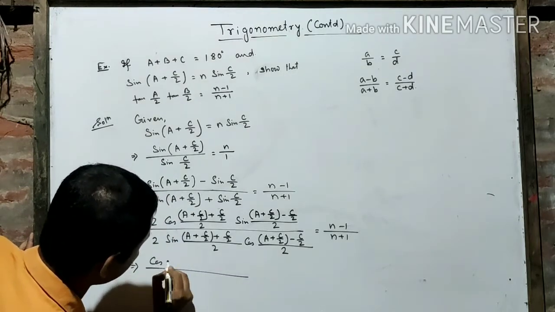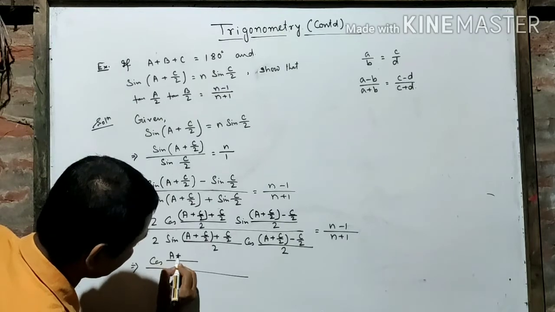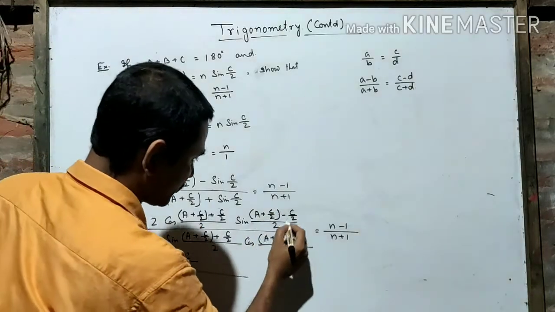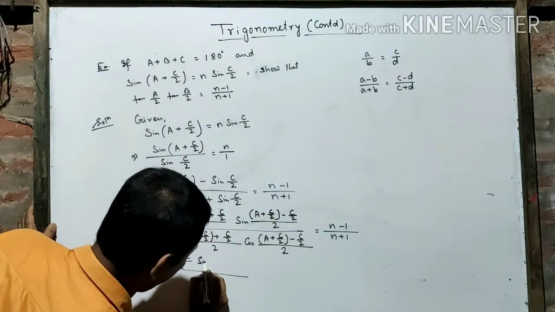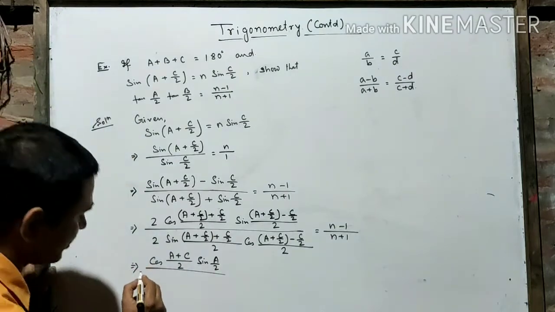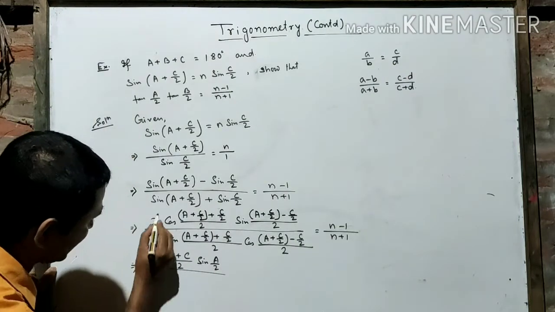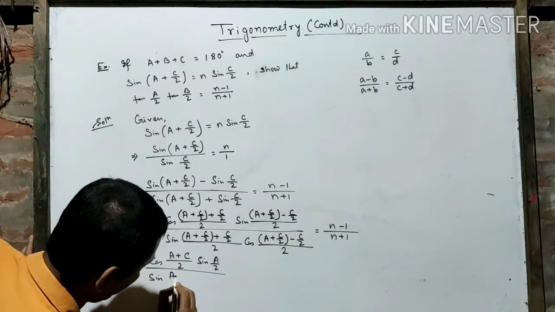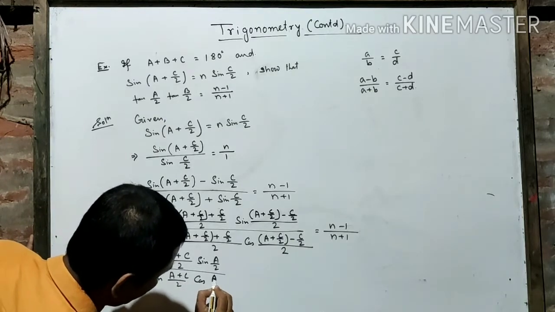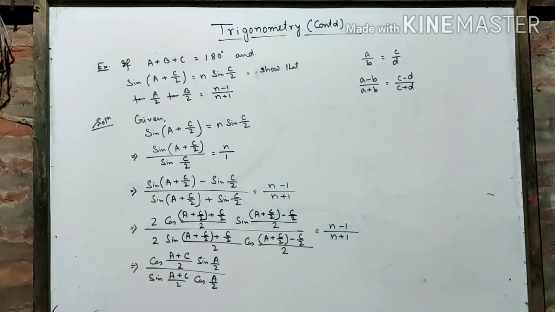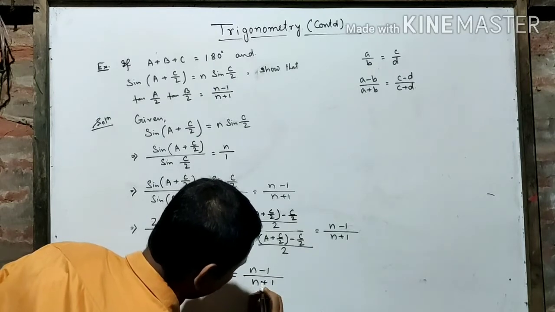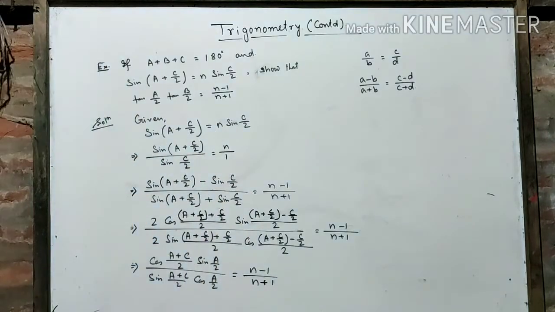Here cos (a plus c) by 2 plus (c by 2) is c by 2, and the c by 2 cancel. This is sin a by 2. Okay, the 2 is cancelled. So sin (a plus c) by 2 into cos a by 2 is equal to (n minus 1) by (n plus 1). Okay, we have to erase.